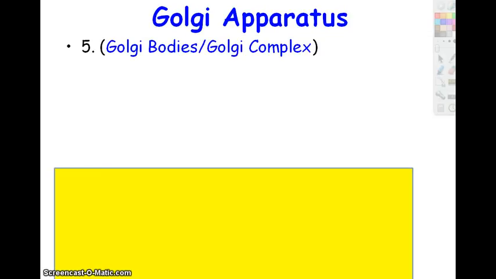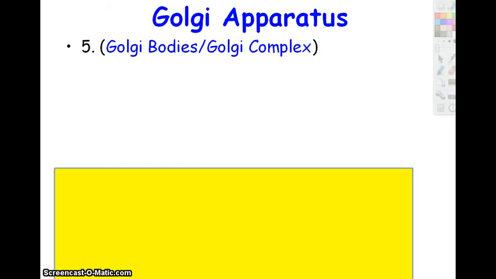Golgi apparatus. Sometimes, depending on the book, it might be called the Golgi bodies or the Golgi complex. Those are just different names for the same thing. The word Golgi is always there though, so it doesn't really matter whether they have apparatus, Golgi bodies, or Golgi complex. It just depends on the book, what terminology they use.